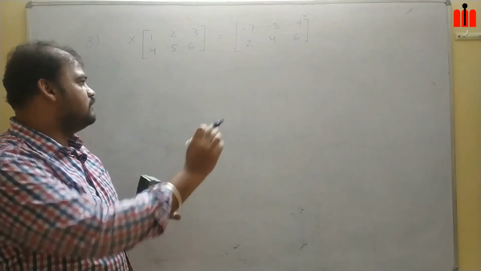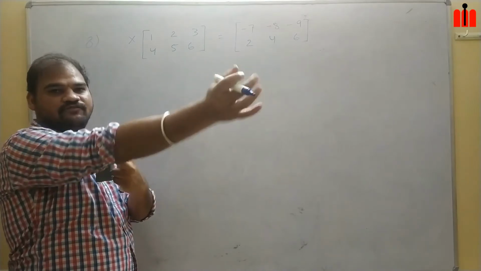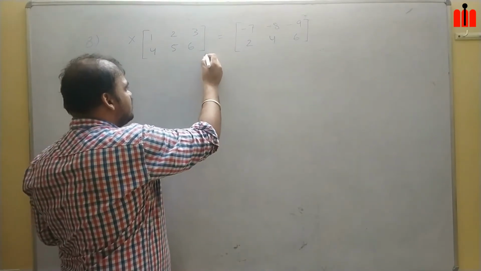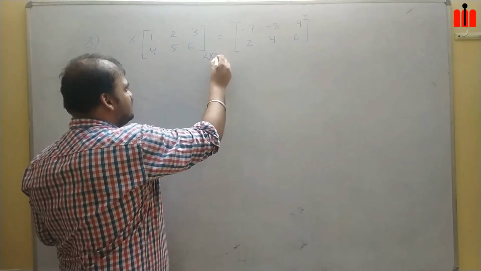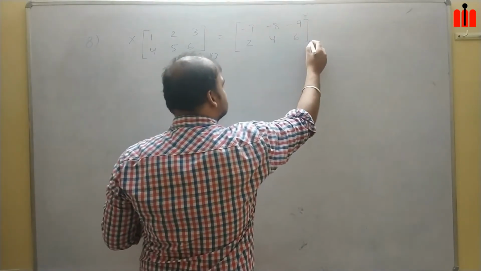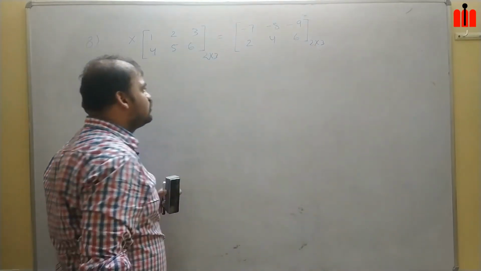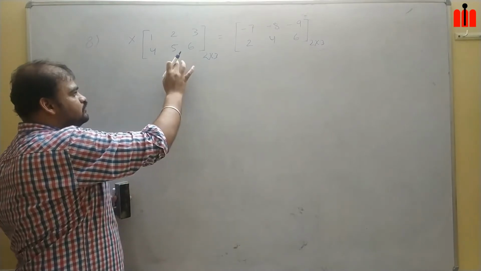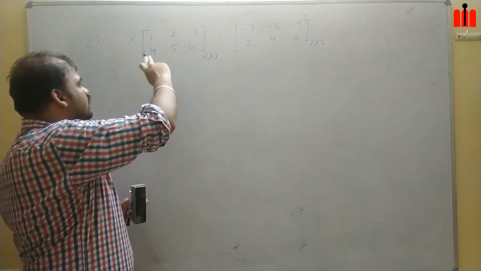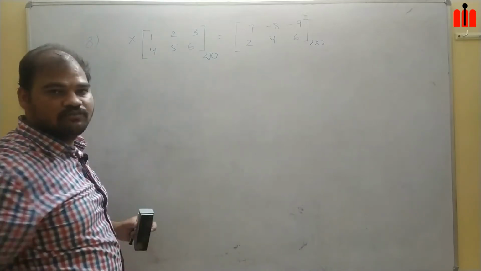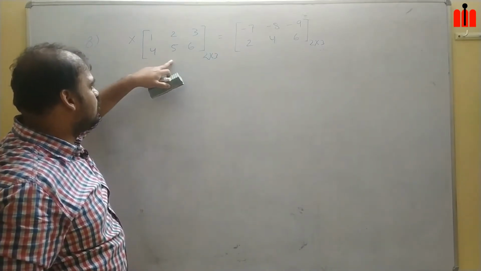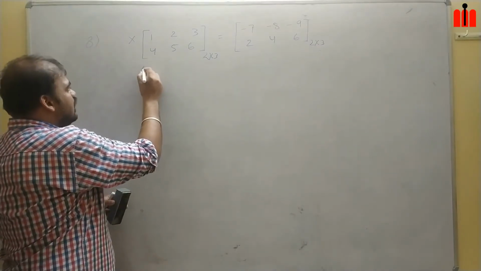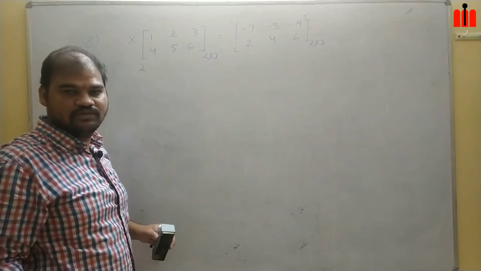Before going into solving the problem, first let's determine what is the order of X. What is the order of this matrix? This is 2 by 3. What is the order of the result matrix? It is 2 by 3. Number of rows of this matrix should be equal to number of columns of X. So X should have 2 columns, right?